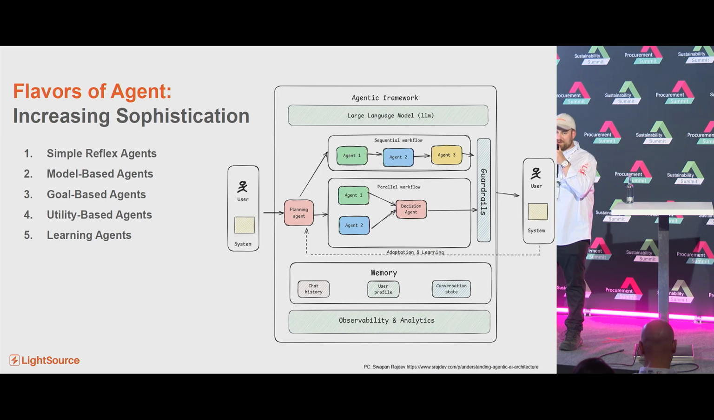There's a lot of flavors of agentic approaches today, everything from simple reflex agents to model-based agents, goal-based agents, utility-based agents, all the way to full learning agents. This is one specific agentic framework, just to give an example of something that some software developer might build today. And again, there's a lot of recipes now. Everyone's kind of figuring this out.